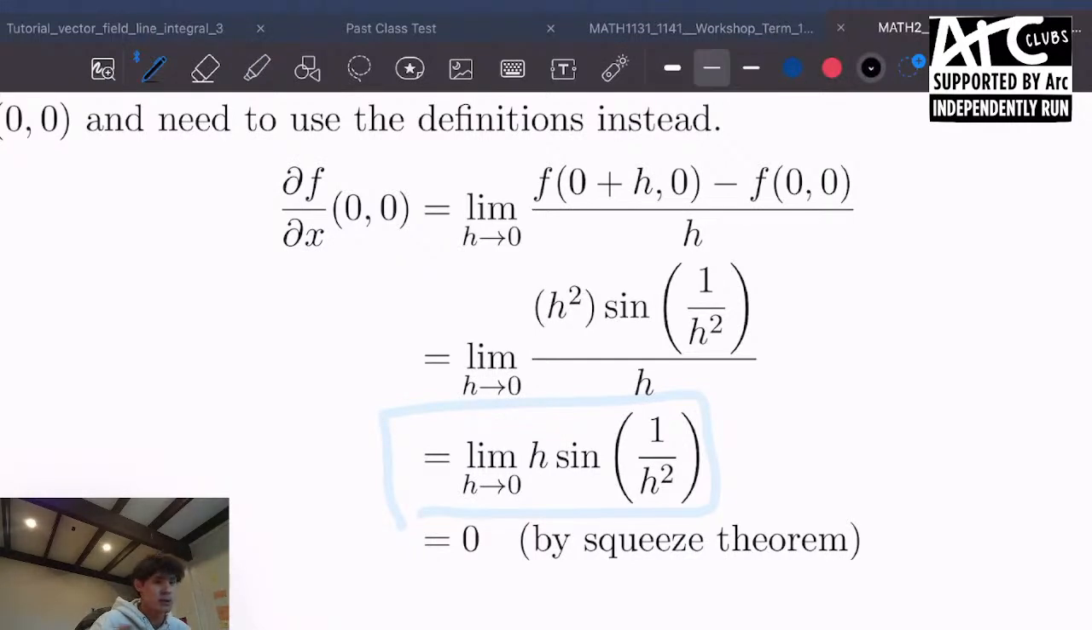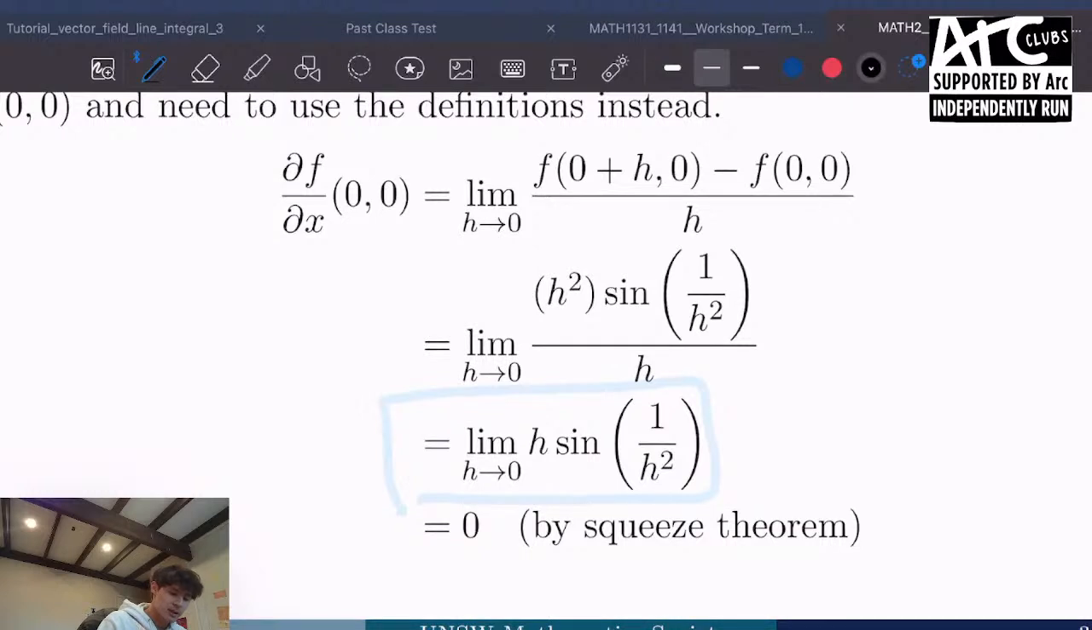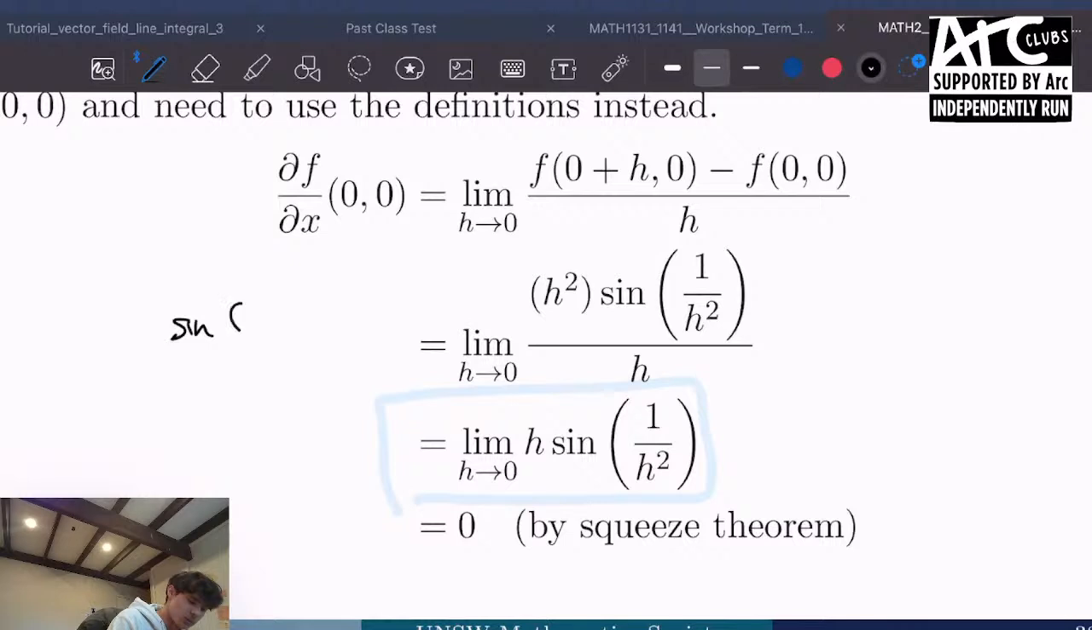Now, we need to show that this limit equals 0, and what we can do is actually apply the squeeze theorem as Jason was talking about. That is the pinching theorem, squeeze theorem, same thing. Now, to actually apply that, you can see that the absolute value of sine of 1 on h squared is less than or equal to 1. Okay, so by multiplying by an h here, we are looking at this expression now.